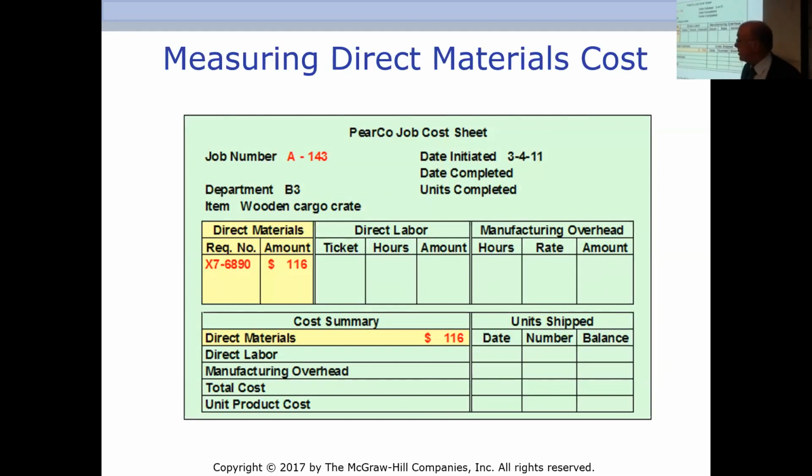And then we have a job cost sheet here for Pear Company, where you have direct materials might be 116. You put that here in the direct materials column. You'd also have direct labor and overhead, the total cost, and then the unit cost would be just the total cost divided by the number of units.